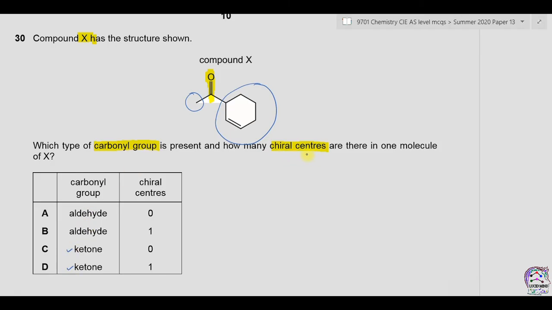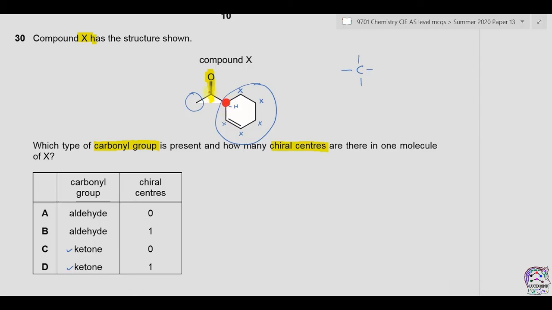Now let's find the chiral centers. For chiral centers we must have a carbon that is attached to 4 different groups directly. So starting from this ring, we can see this carbon is making a double bond, so it is not chiral. This one is also not chiral. This carbon has 2 hydrogen atoms, so it is not chiral. This has 2 hydrogen atoms, not chiral. This one has 2 hydrogen atoms, not chiral. This carbon has 3 different groups and 1 hydrogen atom, so therefore this carbon is chiral. So we have one chiral center.